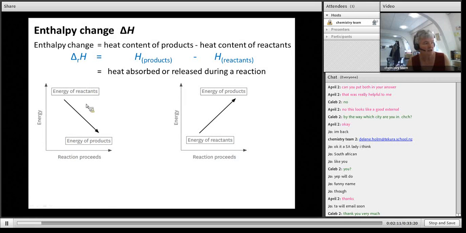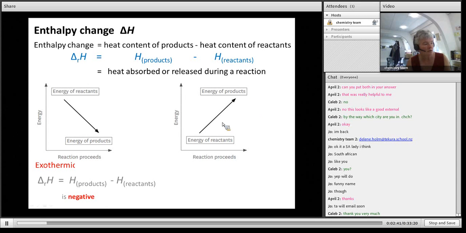So if the energy of the reactants is higher than the energy of the products, we release this amount of energy, the difference between the two, and if you think about it, is that exothermic or endothermic? Have a think. I hope you picked exothermic. And here the energy of the reactants is lower than the energy of the products, so we've had to add energy to get up to the products. So I hope you realize this would be an endothermic.